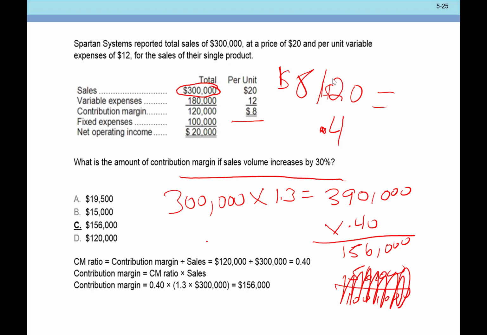Sometimes I get students that want to take the 120 and multiply that by 1.3. That won't work. That will not work because you're not accounting for the increase in your total variable cost, not per unit, that goes along with that increase in sales. Can't do it that way.